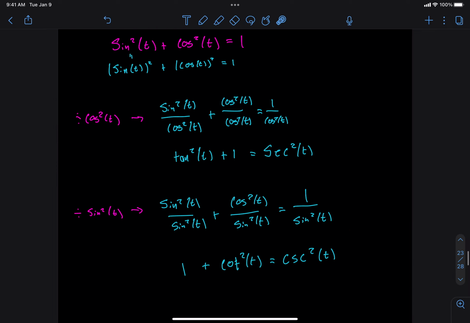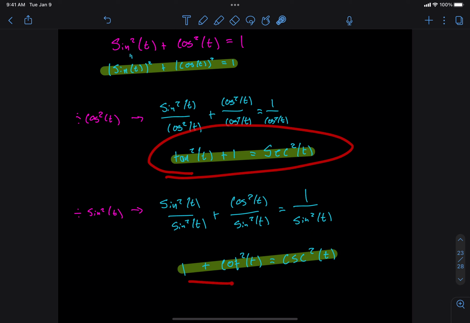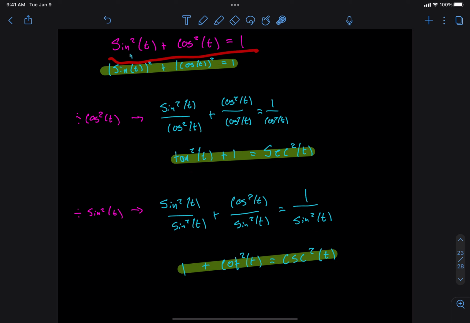Okay, so these are the Pythagorean identities. We've got the first one here, second one here, and third one here. But I want to save room in your brain. You need all the room in your brain that you can have, so don't memorize these two. All you need to do is memorize the top one, and recall that you can get the other ones by dividing by cosine squared or dividing by sine squared. Okay, so those are the Pythagorean identities.